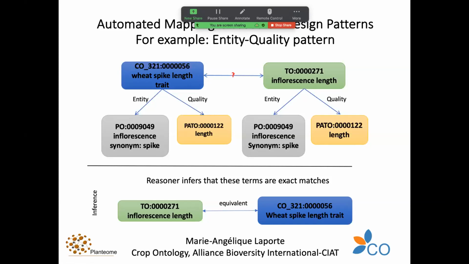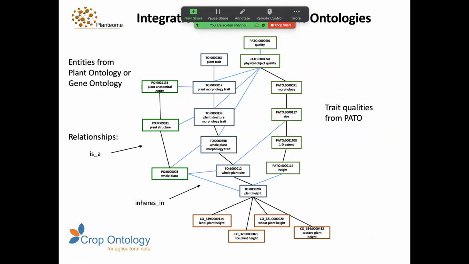A lot of this work was done by Marie-Angélique Laporte with the Crop Ontology, and she's now with the Bioversity International Alliance. This slide shows an example of 4 of the crop ontologies with their plant height term mapped to the TO plant height. You can see in our hierarchy, if data is annotated to these more specific terms, that data can be aggregated under the TO term, and it's useful for making cross-species comparisons and comparative genomics inquiries.